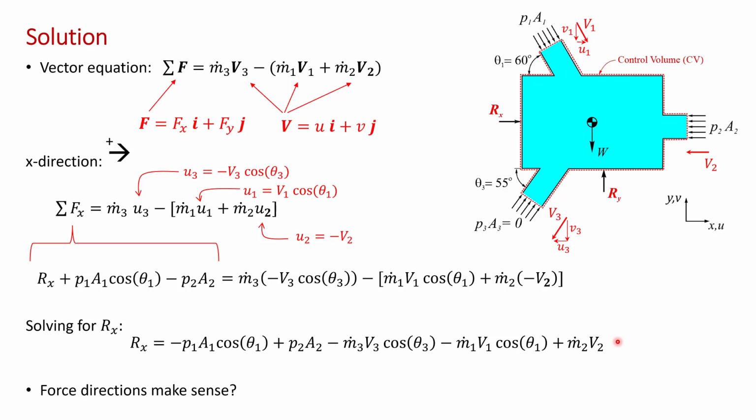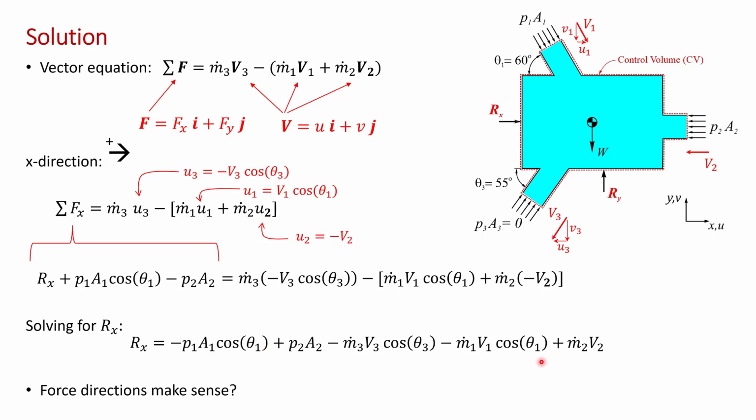Okay, at this point, I always recommend that you do a bit of a sanity check. Make sure that the force directions make sense. So Rx is the force in the x direction. If P1 increased, it has a component in the x direction, so it would tend to reduce Rx. So it makes sense that that's a negative sign. P2A2 acts in the negative x direction. If it increased, it would increase Rx. So that makes sense that that's a positive sign.